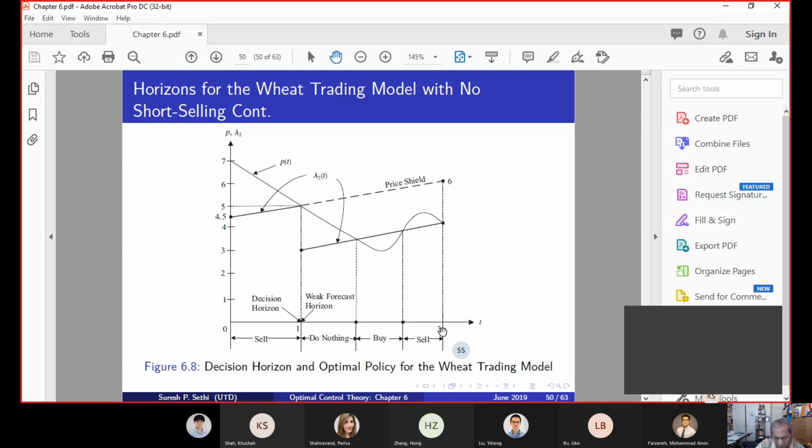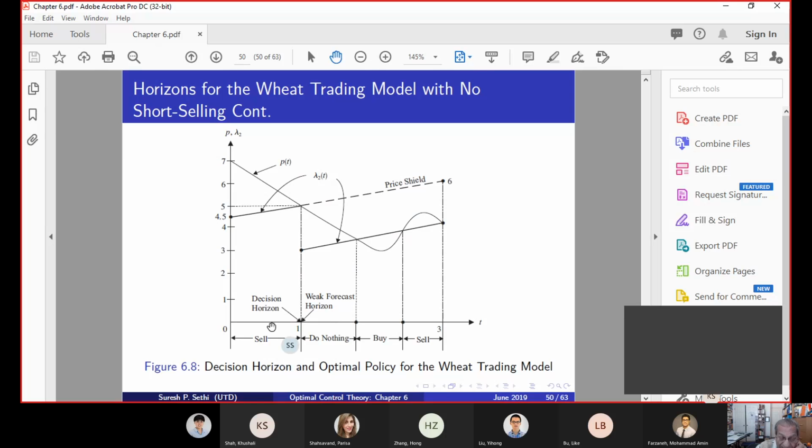Okay. Notice also that you can see that the forecast horizon is already here. That means I can change any forecast from here to there. So what I'm now trying to say is the following. Suppose I solve the one period problem, just one period problem, and I have this forecast up to here.